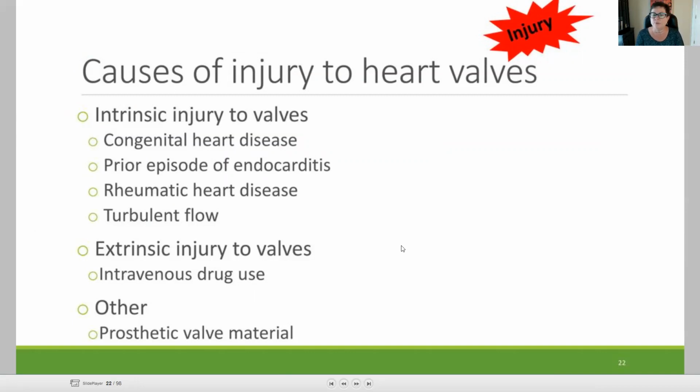Extrinsic injury to the valve through intravenous drug therapy or drug use, and then the intrinsic factors such as congestive heart disease, prior episodes of endocarditis. Rheumatic heart disease is nowhere near as prominent today as it was when I started my career back in the 1980s. But there still are patients who have suffered from rheumatic heart disease, and third world countries still have a significant issue with that. And anything that causes turbulent flow, so a stenosis, a regurgitation, a calcification, those types of things can cause injury.